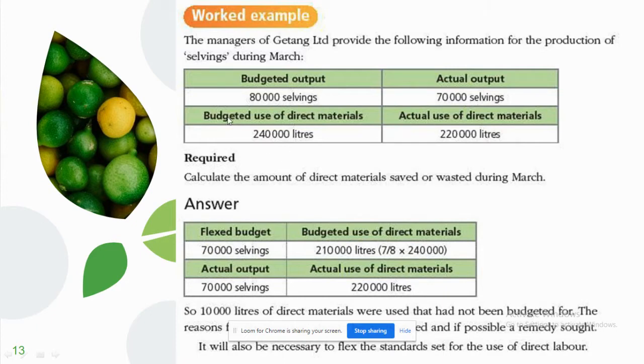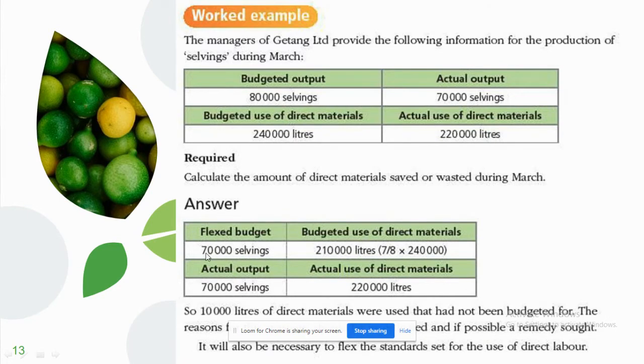Also, budgeted use of direct materials was 240,000 liters and actual use was 220,000. Now, if 80,000 servings are budgeted and 240,000 liters are budgeted to be used, how many liters of direct materials will be used for 70,000? That is flexing. For 70,000 servings, you can cross multiply: 70,000 times 240,000 liters divided by 80,000. That will give us the flexed budget.